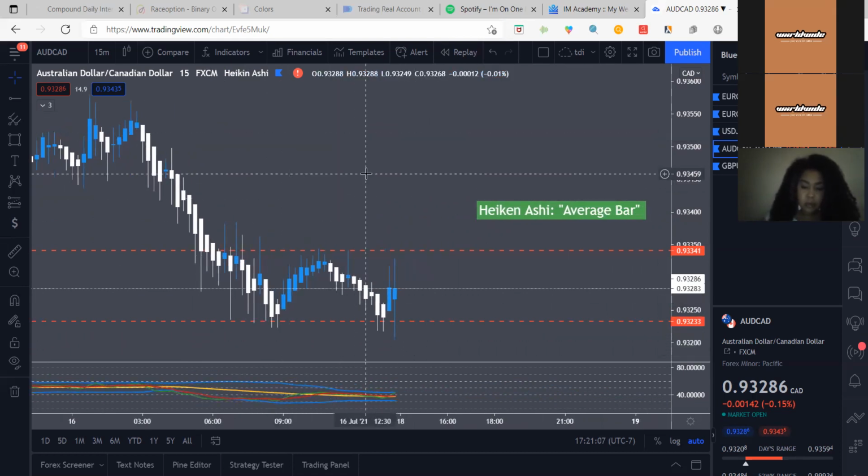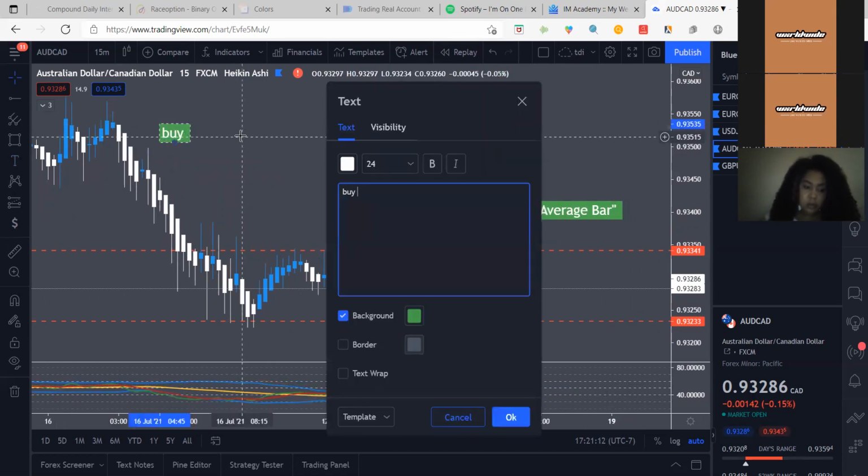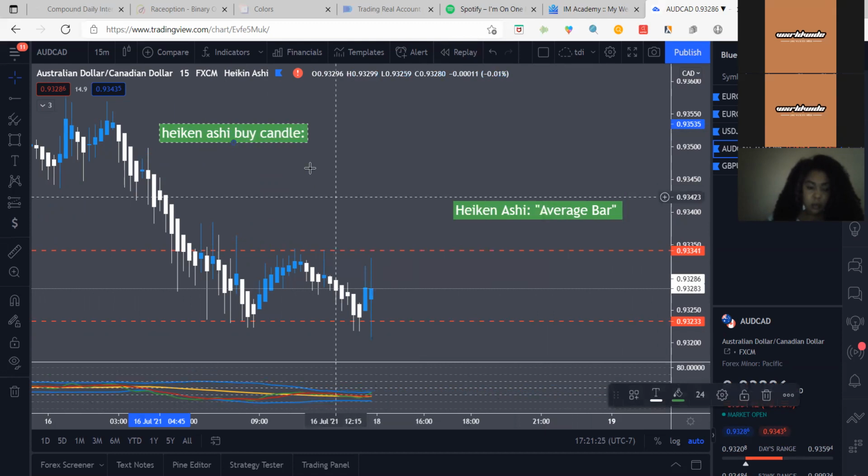Okay. So I'm gonna break this down. For the Heiken Ashi buy candle, okay.